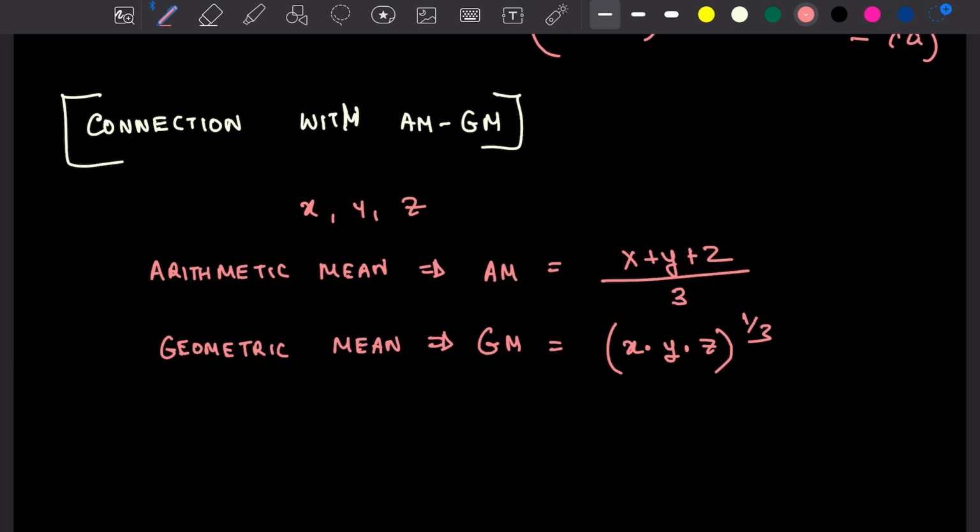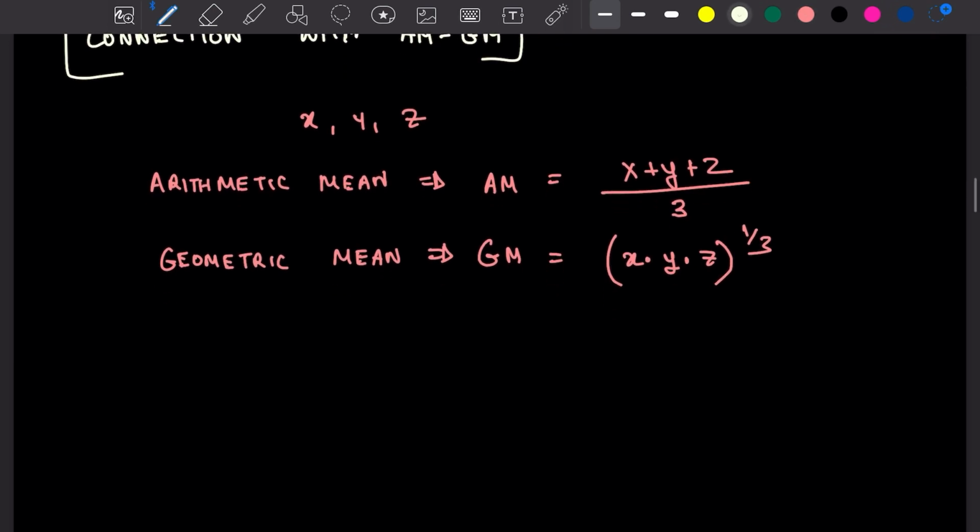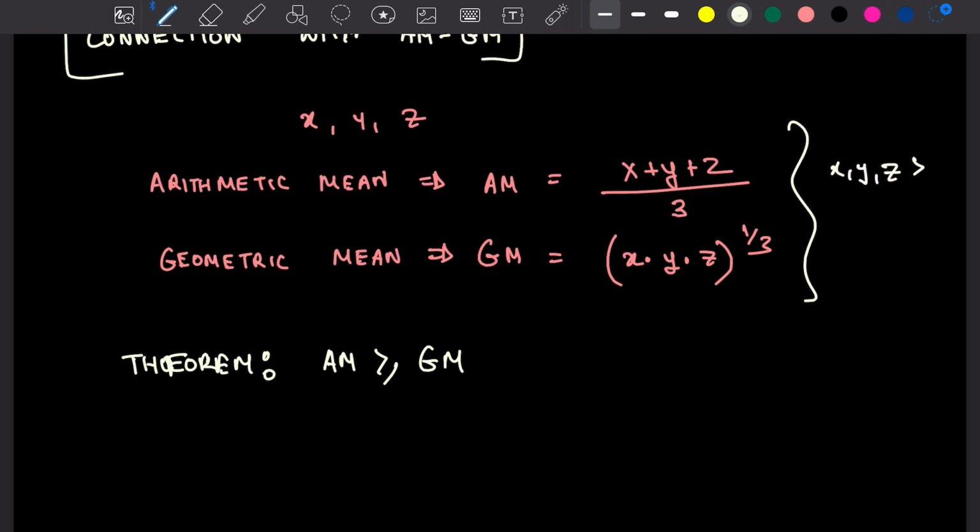And it's a very powerful theorem. It's a theorem that AM is greater than or equal to GM. By the way, x, y, z are positive. Works only for positive numbers. So AM is greater than or equal to GM. Let's say greater than or equal to, okay, you can plug in 0 as well. So anyway, AM is greater than or equal to GM. That's the claim.